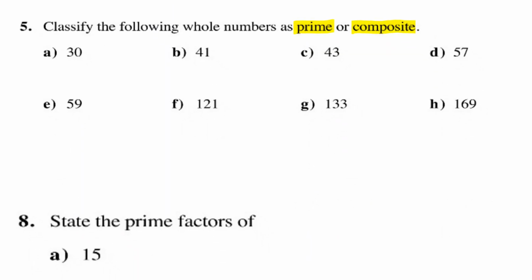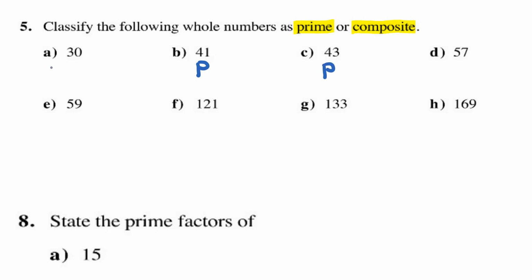I need to classify the following whole numbers as prime or composite numbers. We have a list of whole numbers here, and let's see if we can identify the numbers as being prime or composite. Definitely letter B is going to be prime, and C is going to be prime.